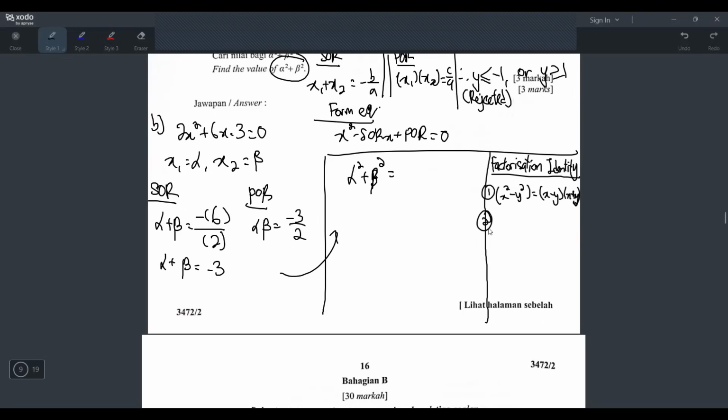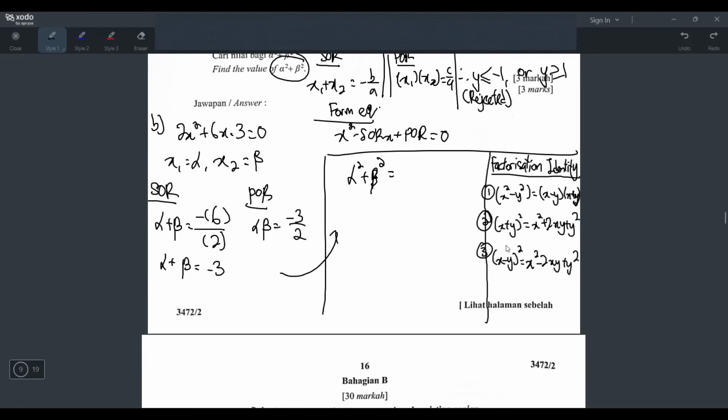Second one, if I give you x plus y square, it can become x square plus 2xy plus y square, right? It means the front square, then front times back times 2, and then the back square, right? Okay, the third one is if I give you x minus y square. This one and this one not the same. It looks similar, but it's not the same. Then it becomes x square minus 2xy plus y square. Okay, front square, front times back times 2 and back square. So these are the three factorization identity.